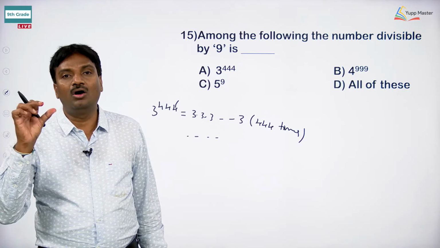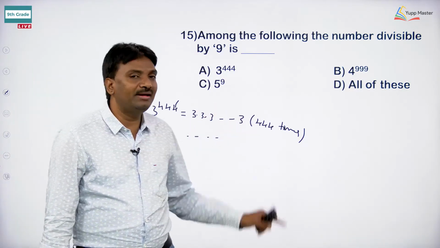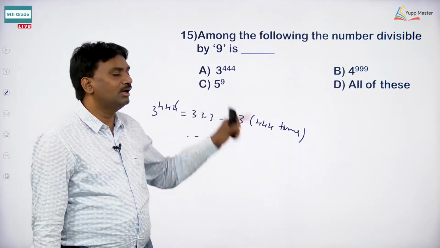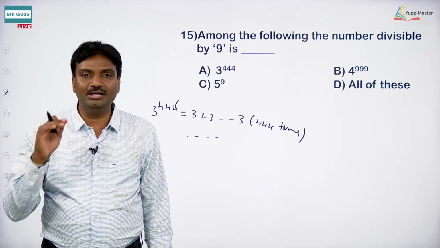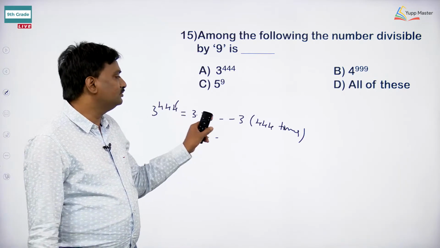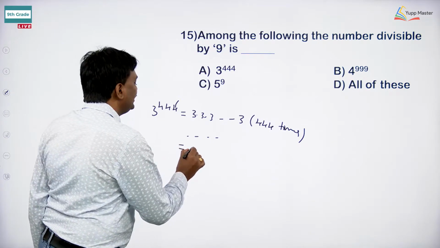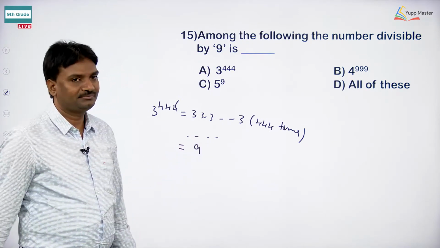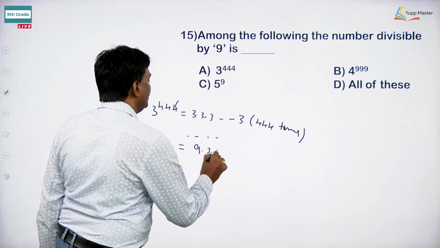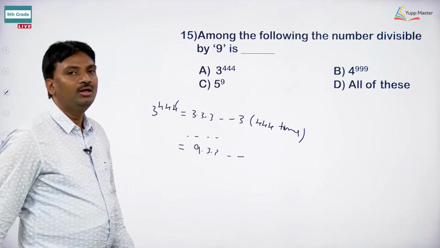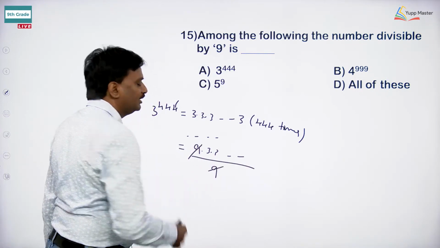By adding all the digits of that number, if the sum is divisible by 9, then we can say the number is divisible by 9. But it is not easy to check like that. Here 3 into 3 into 3 and so on, 444 times, where 3 into 3 can be written as 9. So 9 into 3 into 3 and so on. Clearly this number is divisible by 9.